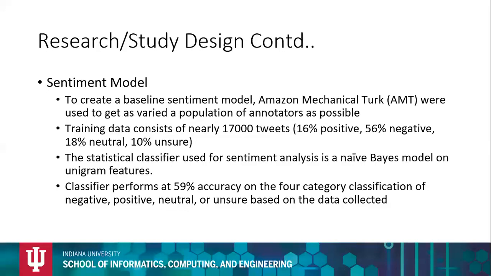Amazon Mechanical Turk, AMT, was used to annotate data, with 17,000 tweets in the training dataset. The statistical classifier used for sentiment analysis is a naive Bayes model on unigram features, and it classified data with 59% accuracy, which is pretty good. There were four classifications of the tweet messages. They were positive, negative, neutral, and unsure.